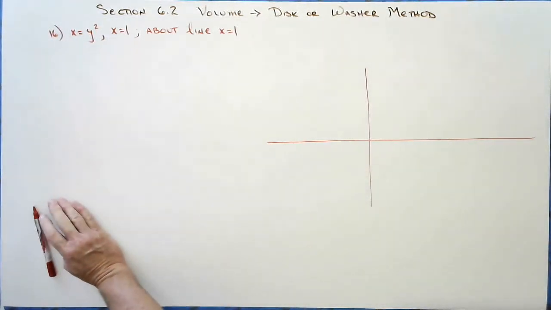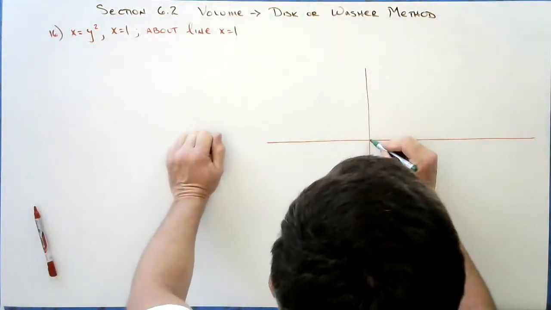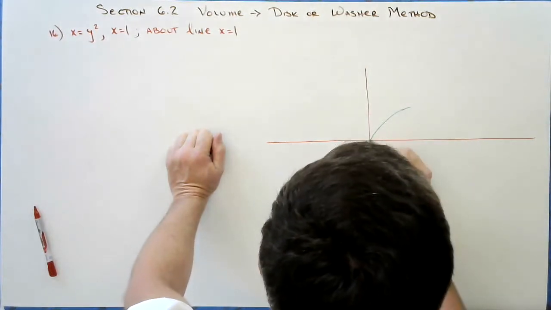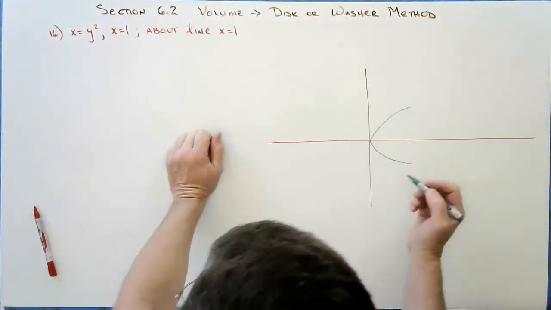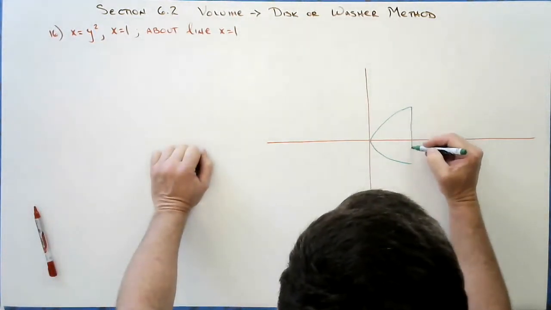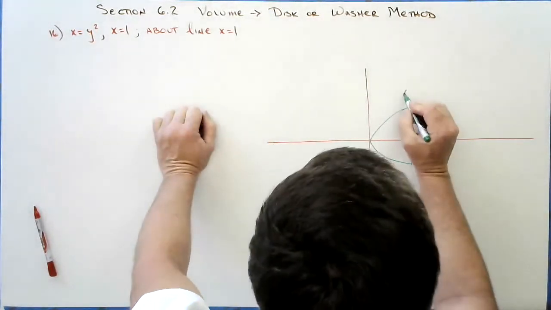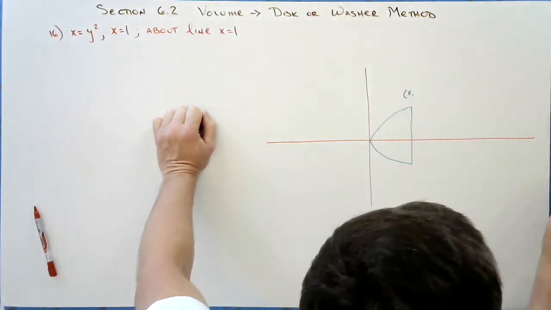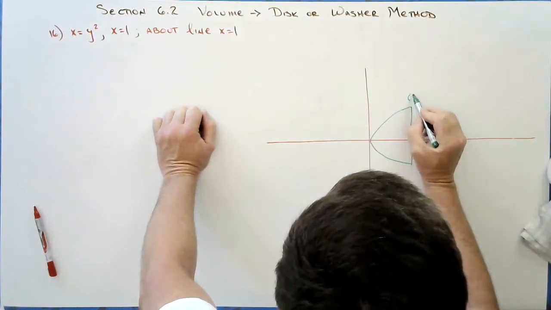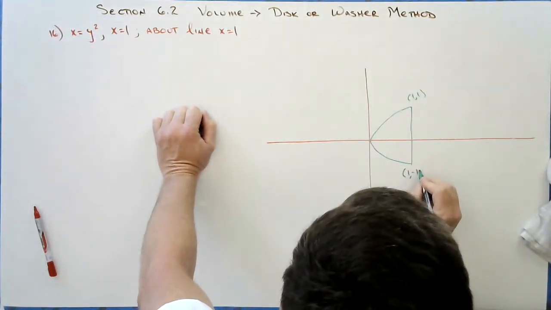So what do we have for our functions here? We have x equals y squared. That's a parabola that goes this way. And we have the line x equals 1. X equals 1, of course, goes like this. Now we know where this intersects, right? This is the point 1, 1. Wow, that's not a very good one, is it? And this here is the point 1, negative 1.